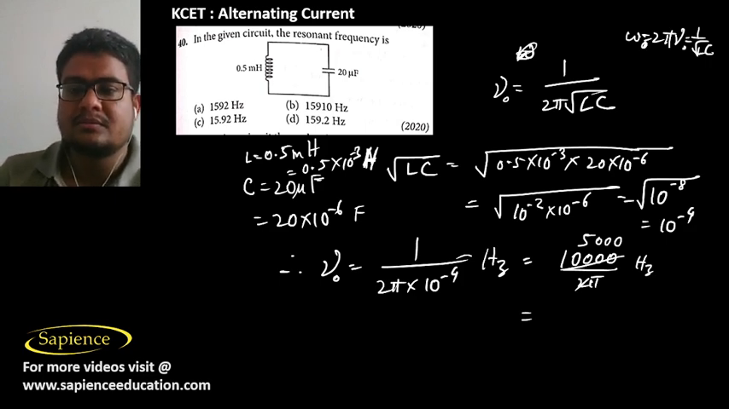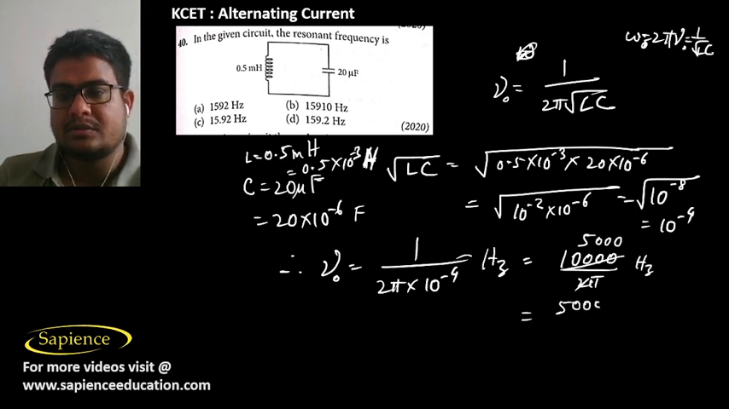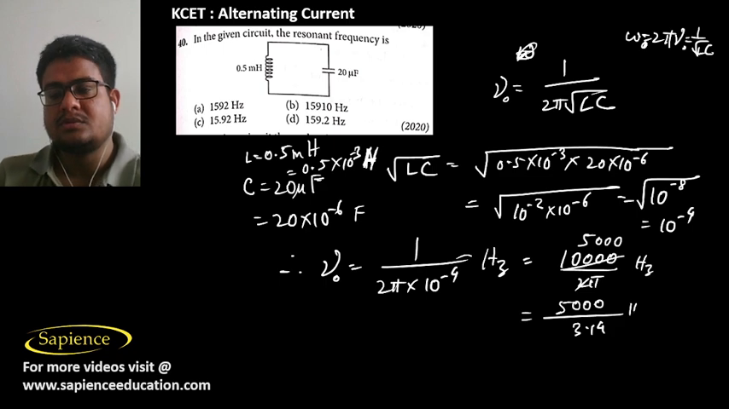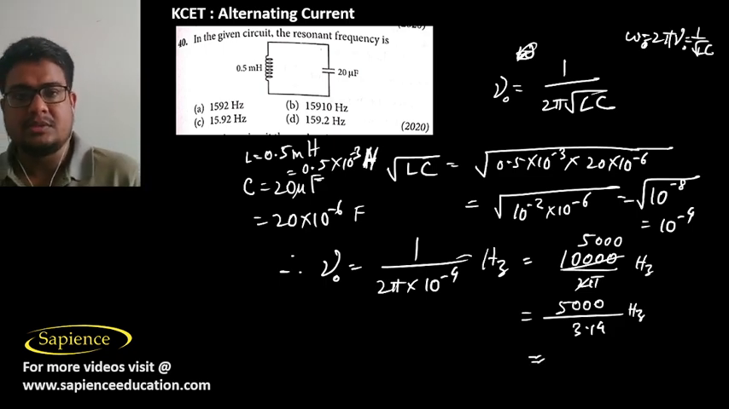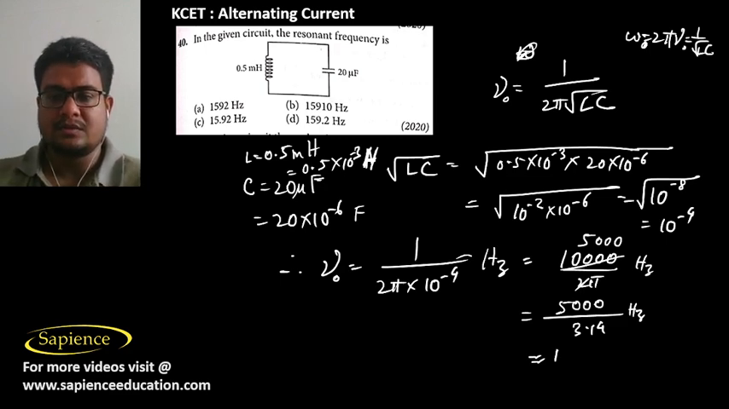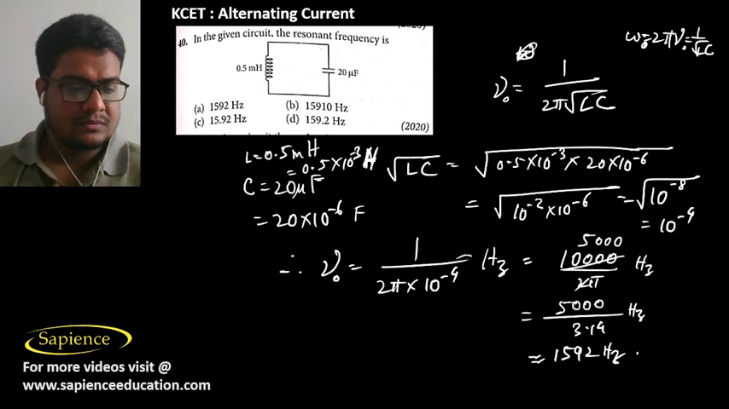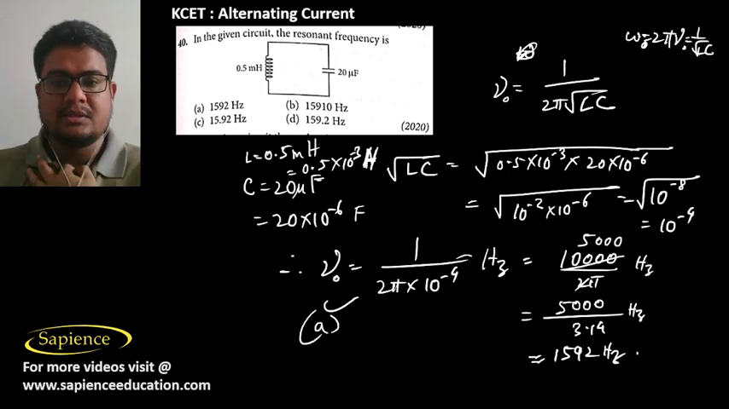5,000 by pi. So it is 5,000 by 3.14, approximately that will be 1592. That's option A, the correct answer.